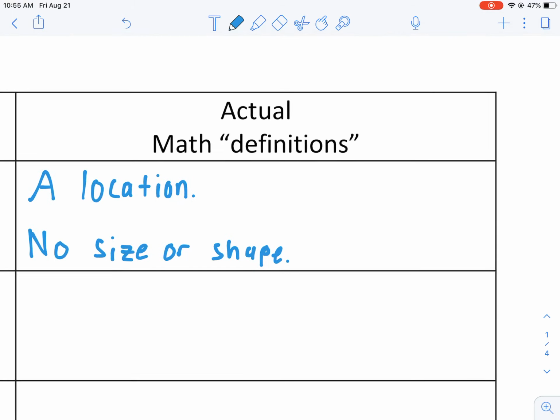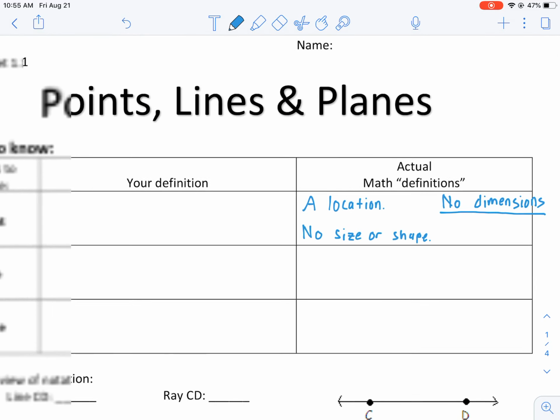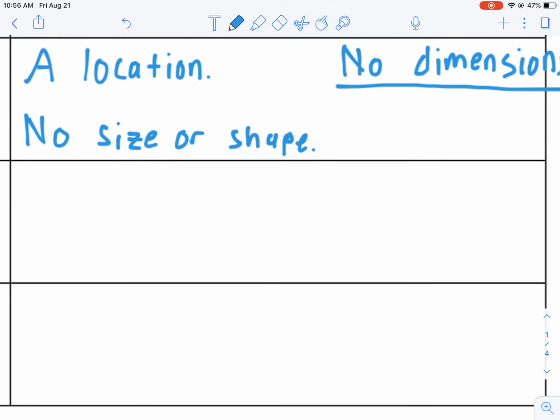And the thing about a point is it has no size or shape. Another way of saying that is to say it has no dimension. It doesn't have a length, it doesn't have a width, it doesn't have a height. So it's just a location in space somewhere. So a point is what we're going to use to start building some other things. The next thing that we're going to talk about is a line.